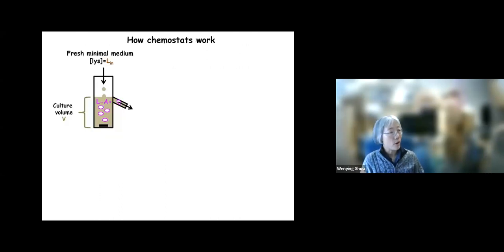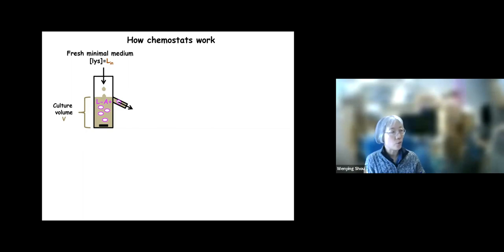So how it works is the following. In the chemostats, you have a stir bar to make sure everything's stirred. You have this culture volume, and then fresh minimal medium is pumped in by a pump. The lysine concentration is L_in, which is fixed, because experimentalists mix up the medium and know the fixed concentration of lysine in the fresh medium. It gets dripped in, and then the overflow of cells and medium gets discarded. So this is how the system works.